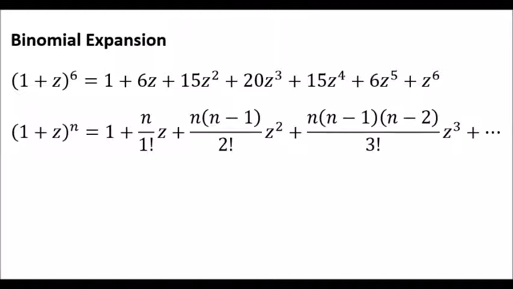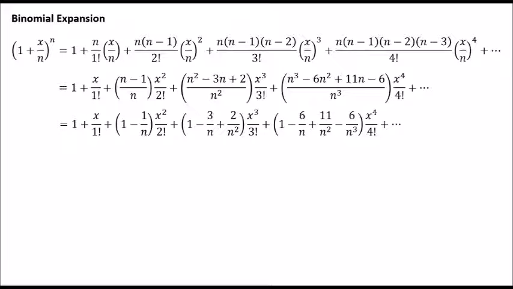I have repeated that equivalent factorial representation here in the second line. I've replaced the 6 by n for a generic number. So what happens if we substitute x over n for z? What does the binomial expansion of that look like? The binomial expansion for 1 plus x over n, quantity to the nth power, looks like this.